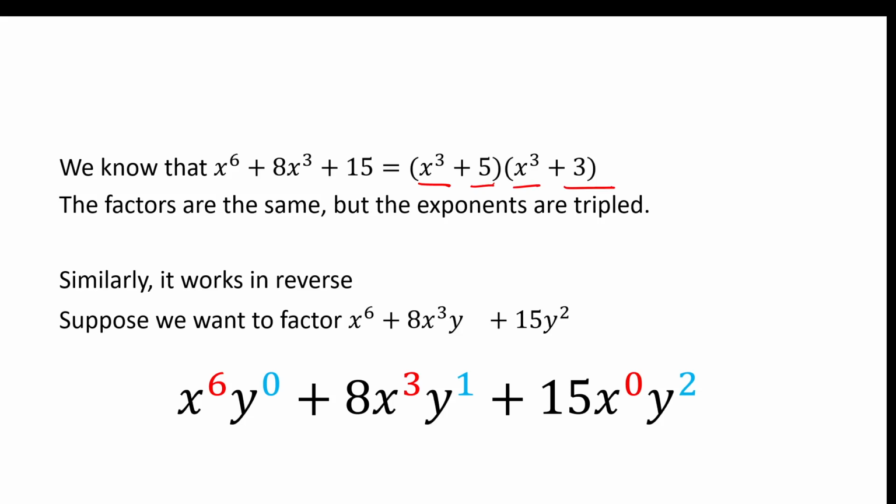Okay, so that's the method to use when you have exponents that don't fall directly into that neat category of exponent of 2, exponent of 1, exponent of 0. The neat thing about this is it actually works in reverse as well. So suppose we wanted to factor x to the 6 plus 8x cubed plus 15y squared. Well, we just saw that if you take the y's out of that expression, we can factor that: x to the 3 plus 5 and x to the 3 plus 3.